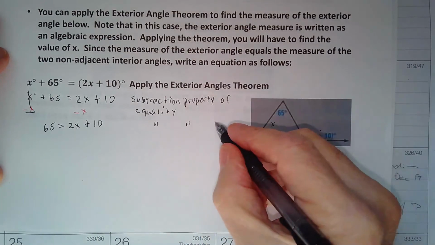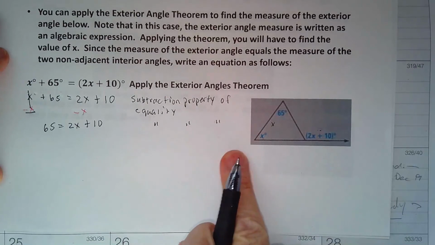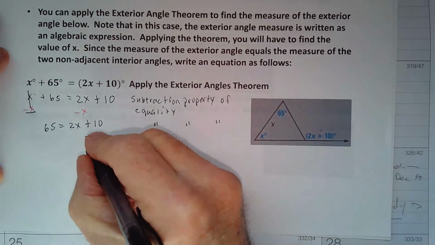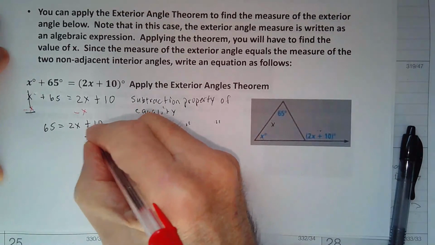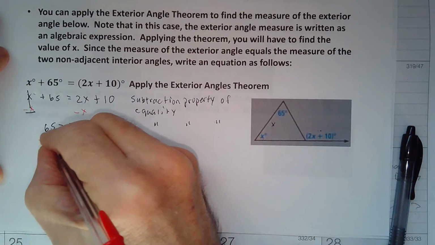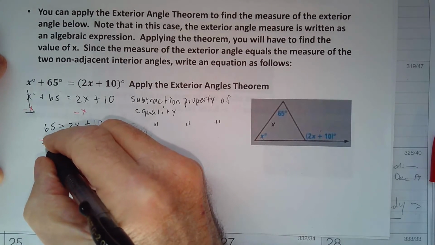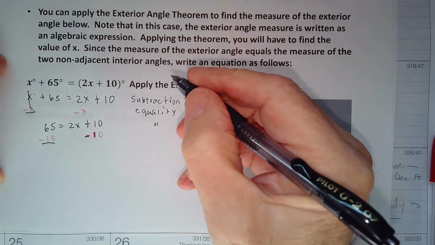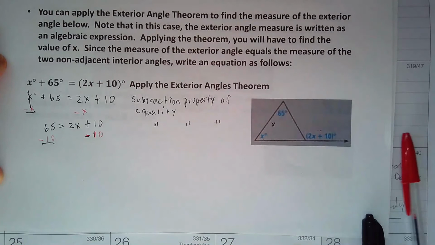We're going to use the subtraction property of equality. And I'm using these little hash marks to show that we're repeating this. So I'm going to subtract 10 from both sides. And when we get 55 degrees, oh, we forgot to subtract the rest of the x.